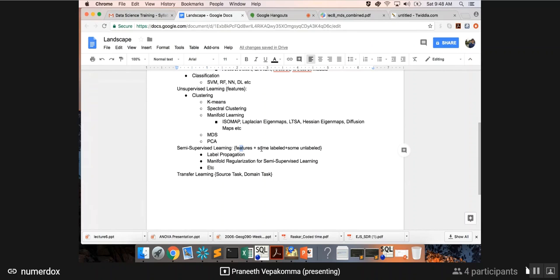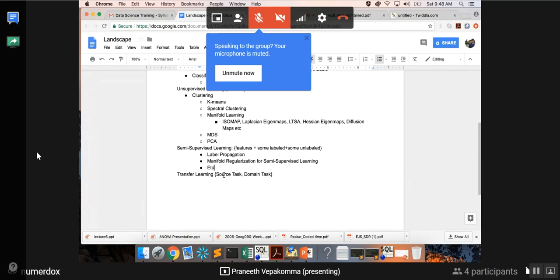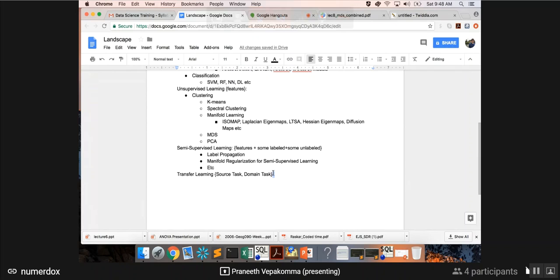Semi-supervised learning: you have features, and some rows are labeled, some rows are not labeled. So some emails you know whether they are spam or not, some emails you don't know. So there are some techniques there. Transfer learning, you have two different tasks. You can call it source task and domain task, for example.